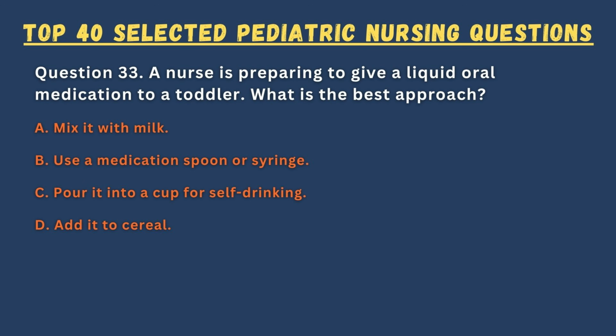Question 33. A nurse is preparing to give a liquid oral medication to a toddler. What is the best approach? A. Mix it with milk. B. Use a medication spoon or syringe. C. Pour it into a cup for self-drinking. D. Add it to cereal.